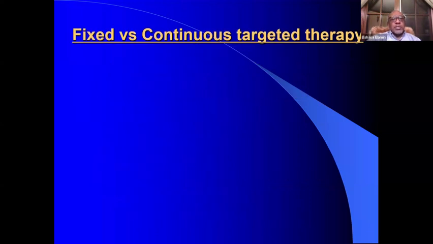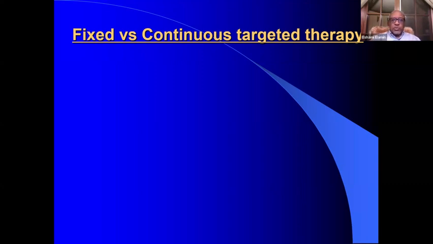So what about fixed versus continuous targeted therapy? The initial indication was ibrutinib just keep going for life, which is continuous targeted therapy. And then a study was done with fixed time. Fixed means venetoclax was given for 12 months and Gazyva or obinutuzumab given for 6 months. So that's a fixed regimen.